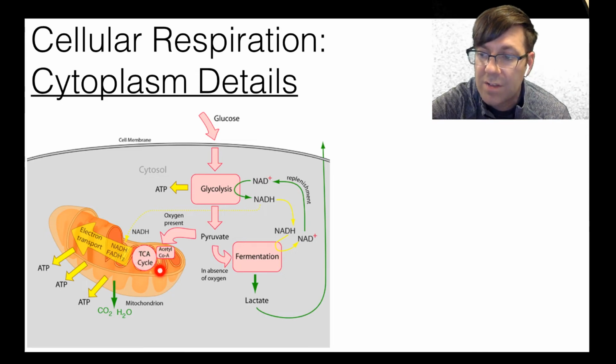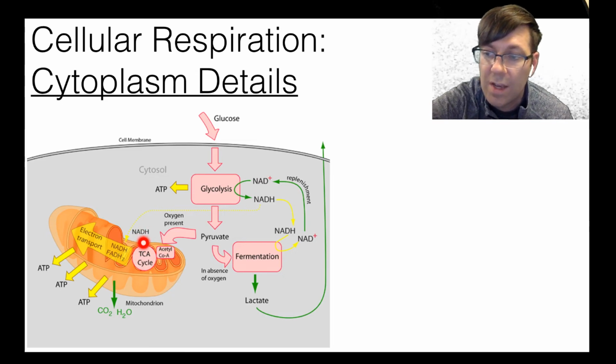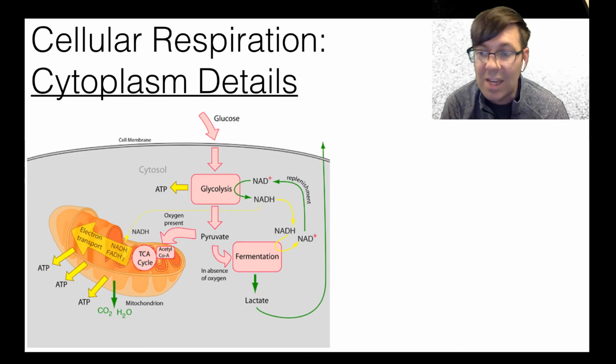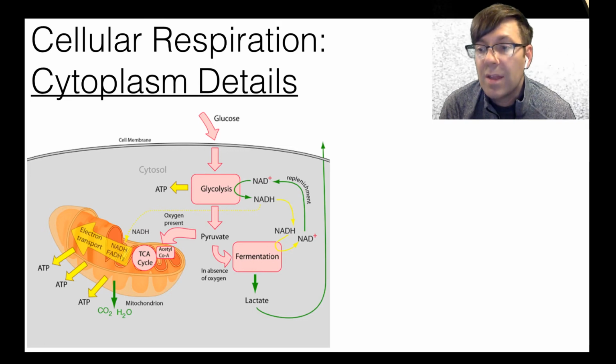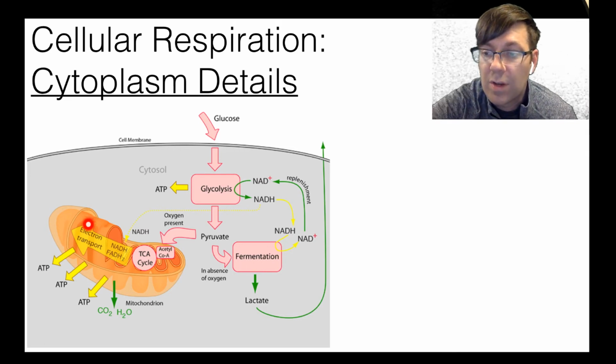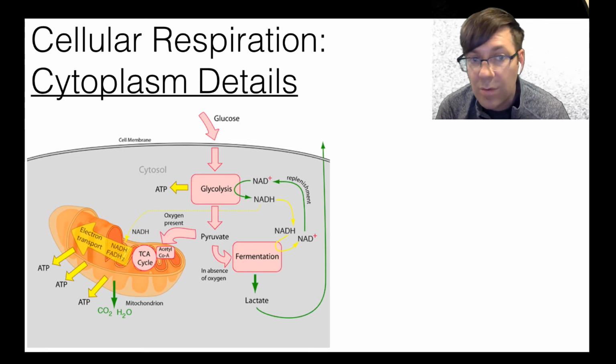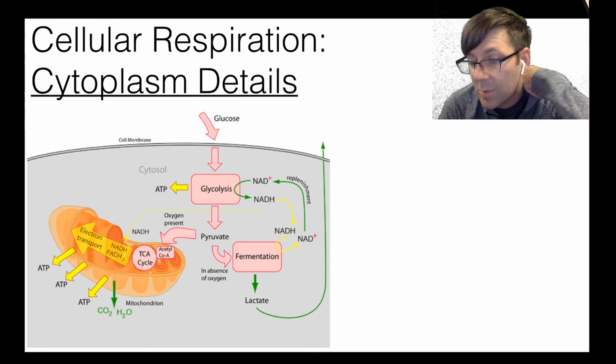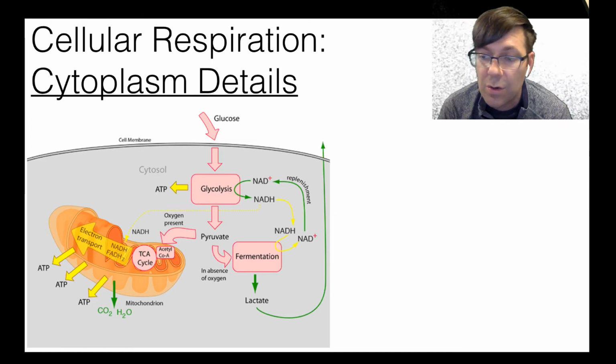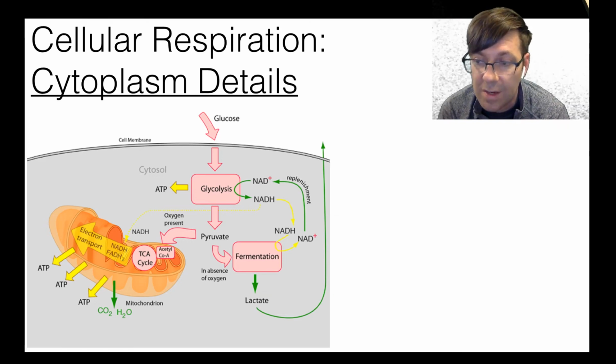The citric acid cycle charges some more NADHs. There's another electron carrier called FADH2. And then those things go to the electron transport chain. So now you're taking those electrons off of those batteries and you're using them to do a bunch of work. And I'm going to show you that in detail in just a second.